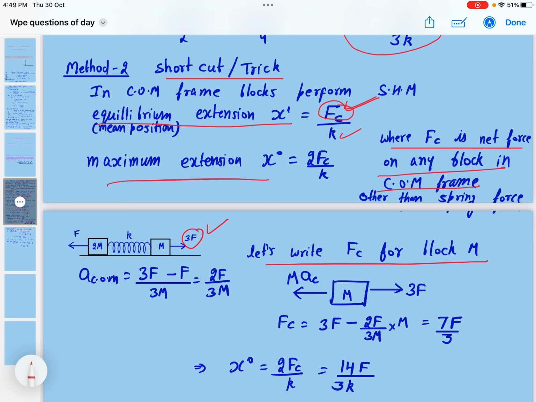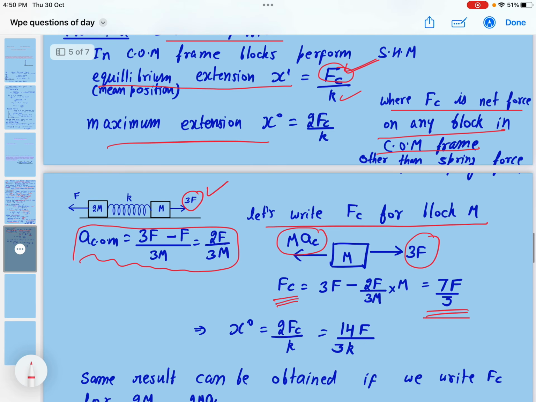And the pseudo force. So first the acceleration of the center of mass, I am writing, beta. The acceleration of the center of mass is this quantity: net force on the system by total mass of the system. So pseudo force is M into AC. So what are the forces acting on M? This is 3F, and that is the pseudo force. That's it, okay? So net is what? Fc. So Fc we are getting 7F by 3. So x naught is 2Fc by K, so it is 14F by 3K, right?